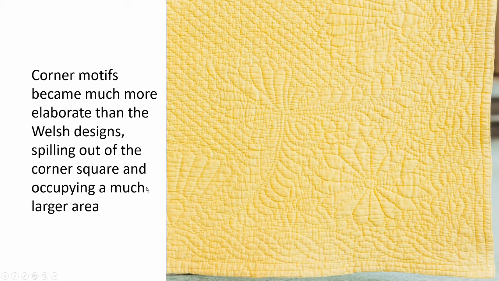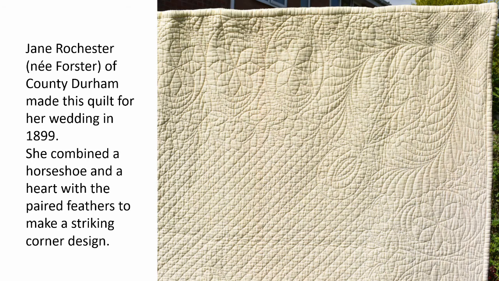This example, dating from the 1920s or 1930s, is the one with the fan border, but we also have this spray of feathers which comes out from the corner into the central area. Another North Country quilt that was made for a wedding is this one, which was made by Jane Rochester for her wedding in 1899. She had repeated units along the border, but then she had this beautiful corner made up of these lovely curving feathers, and then we have a heart, and we also have a horseshoe.